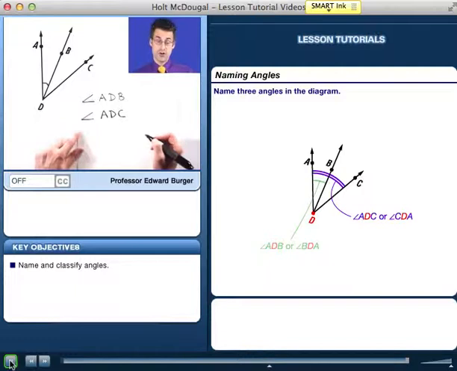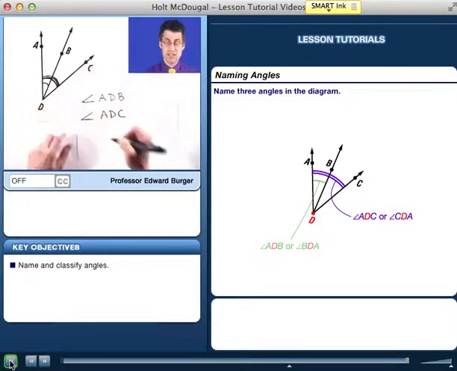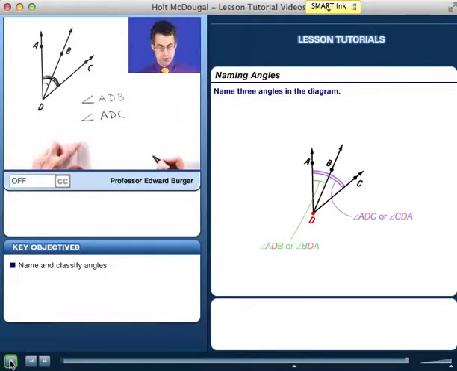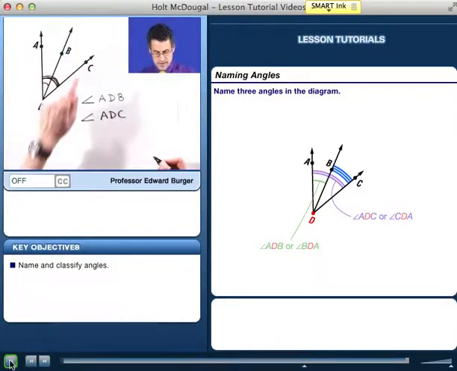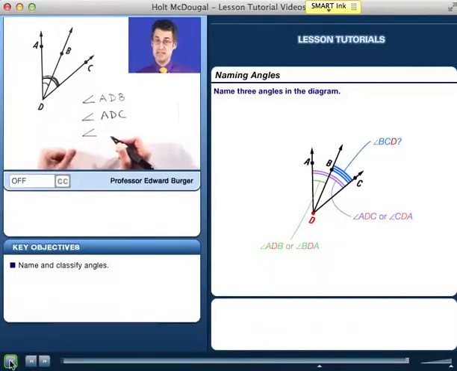And can we think of a third angle here? That was this angle right here, this real big one. But is there another angle that we haven't seen yet? Well, there is. There's this little one right here. How can I write that if I want to talk about it? I'd say angle.